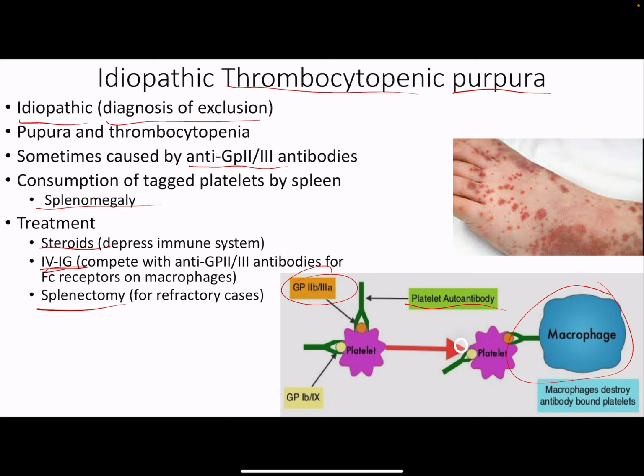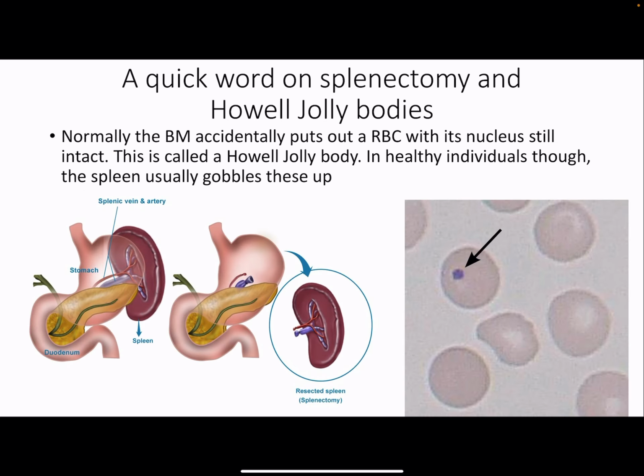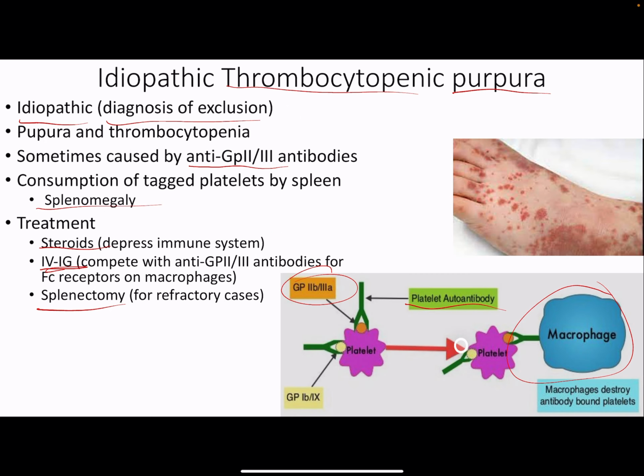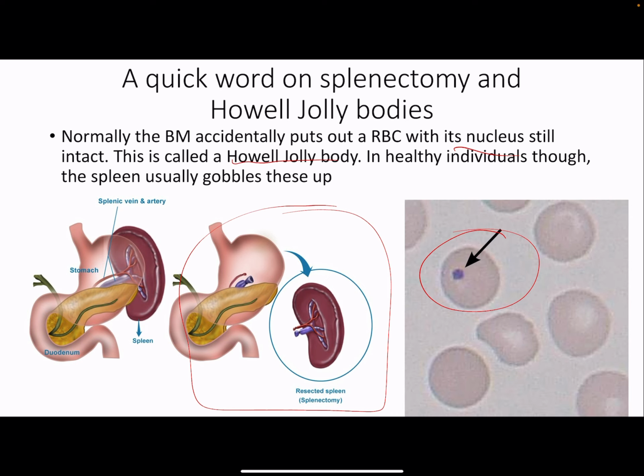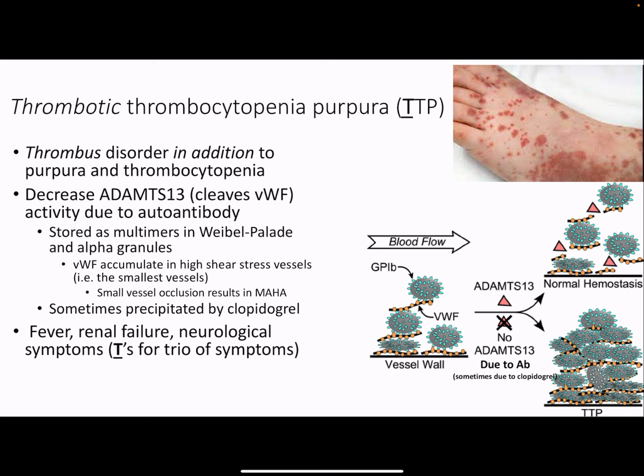You can also just take out the spleen in refractory cases where they're not responding to steroids or IVIG. So quick word on what happens if we take the spleen out. The bone marrow sometimes puts out red blood cells with the nucleus still in it. These are called Howell-Jolly bodies, so this is one here. Now, the bone marrow might put it out accidentally, but you know what? The spleen's really good at catching these and gobbling them up. But if we take somebody's spleen out, maybe to deal with particularly bad ITP, the bone marrow will put these out and we can't get rid of them. So we're going to see more Howell-Jolly bodies.